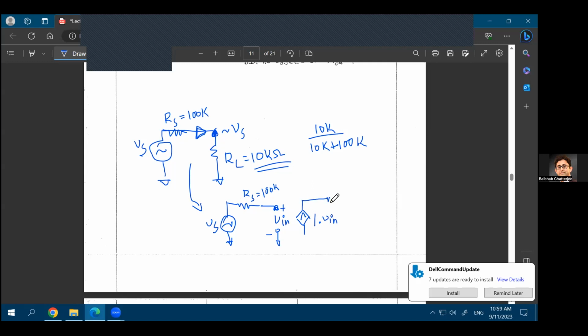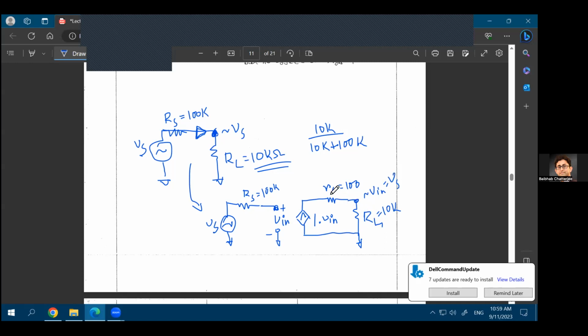And that voltage will go through these 2 resistances. One is RO and one is RL. Now imagine your RL is still the same, 10 kilo ohms, but your RO is 100. So at this point, the voltage that you create will be almost equal to Vin, which is equal to your Vs.